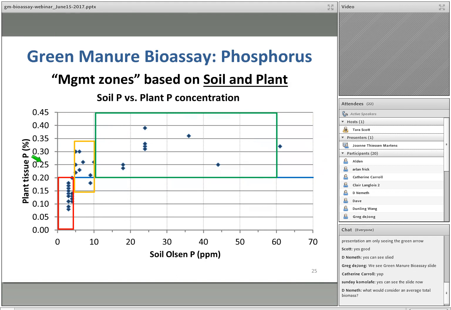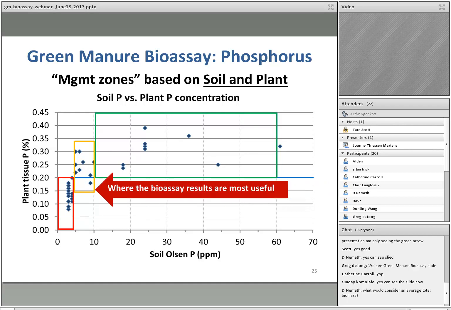We can also divide it into zones this way, based on where the data points tend to fall. In that red zone where soil phosphorus is really low, almost always the plant phosphorus will also be really low. In that green box where soil phosphorus is above around 10 parts per million, very consistently the plant phosphorus is okay, and even very good. In that yellow box is where the green manure bioassay results are the most useful, where soil phosphorus is probably rated as low, and in some cases the plant phosphorus is fine, and in other cases it's not.